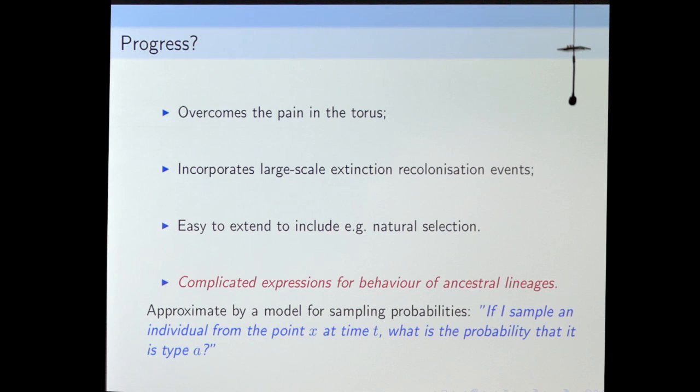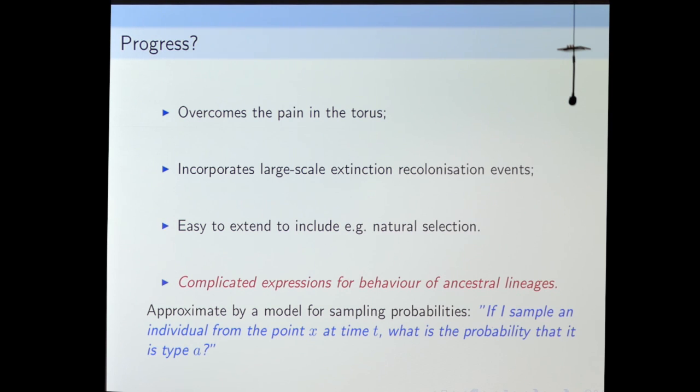The problem is, it's a bit of a mess. The expressions we write down are extremely complicated. But it's only a mess for mathematical reasons. At least if the population's relatively dense, that mathematical mess can all be approximated by a single model.